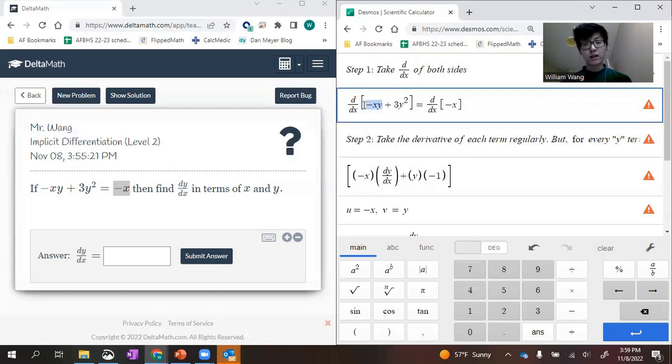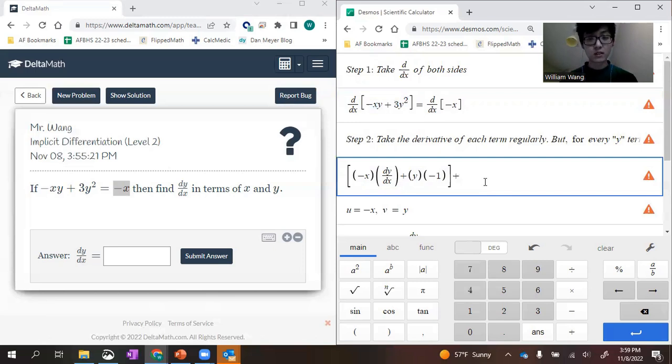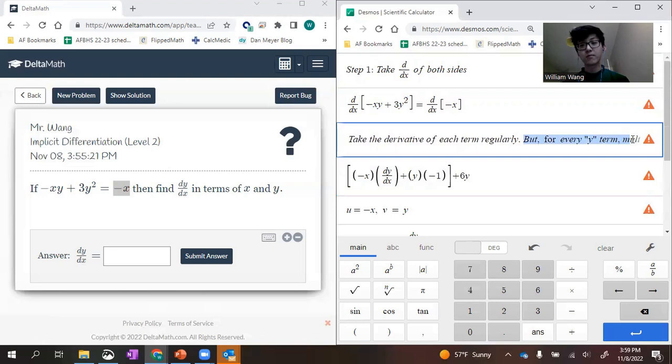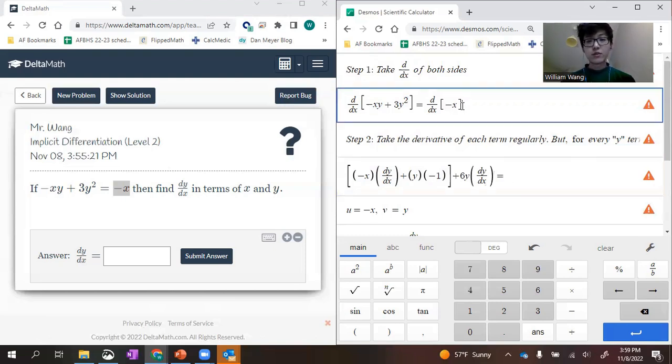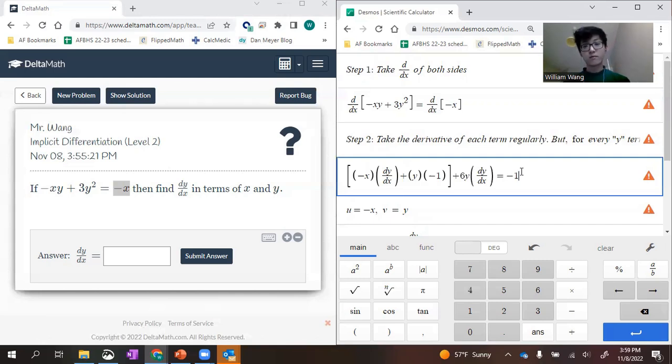Derivative, I did this term, right? I did that negative xy. Let's go to 3y squared now. Derivative of 3y squared is plus 6y. Cool. And then it's a y term, so I have to multiply by dy over dx. All right, that's equal to the derivative then of the other side. The derivative of negative x is just negative 1. All right, cool. So, I mean, that's it.